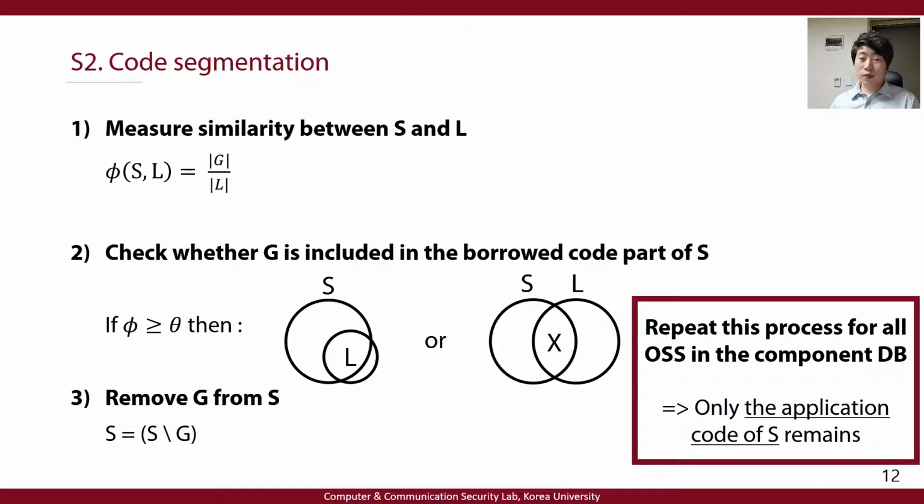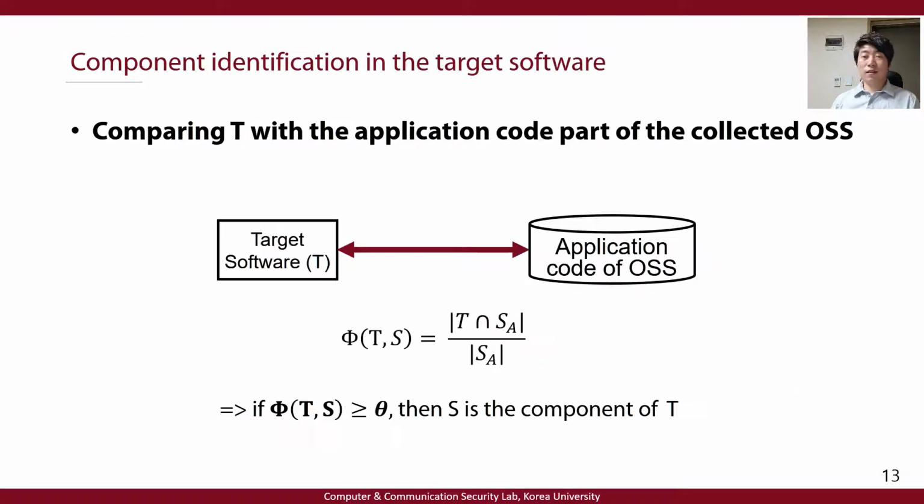After repeating this process for all OSS in the component DB, we can obtain only the application code parts of each OSS. Finally, we compare the target software codebase with the application code of every OSS in the component DB. If the ratio of common functions between the target software and the application code parts of S is greater than zeta, we determine that S is a component of T. More details and justifications of our techniques are explained in the paper.